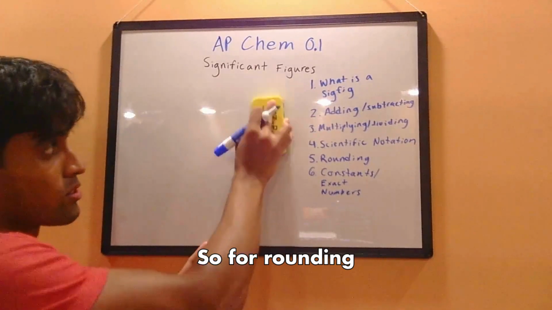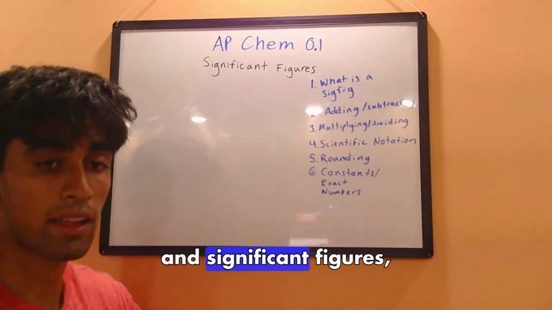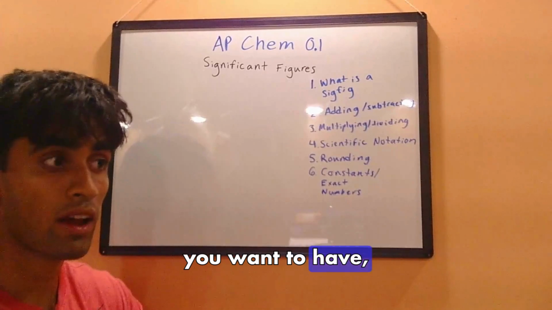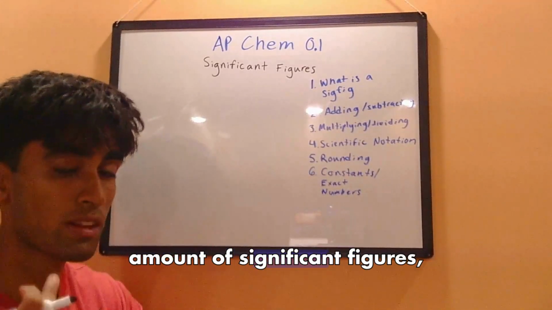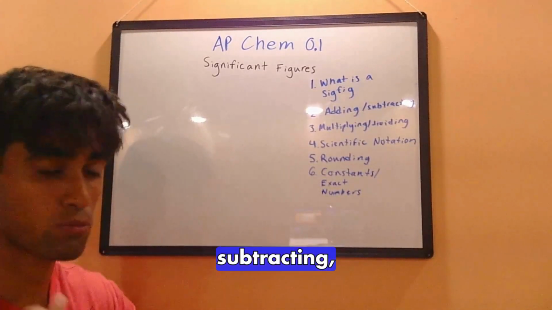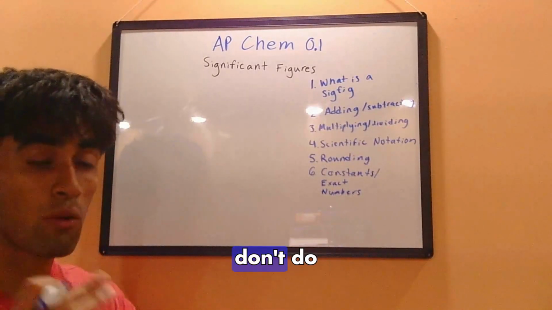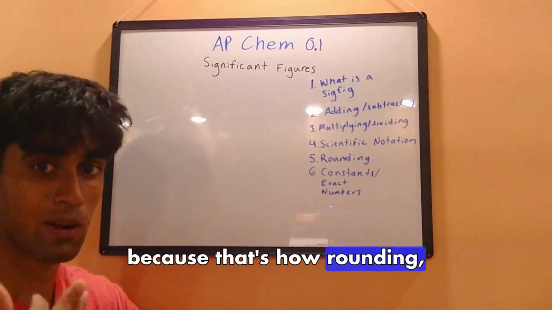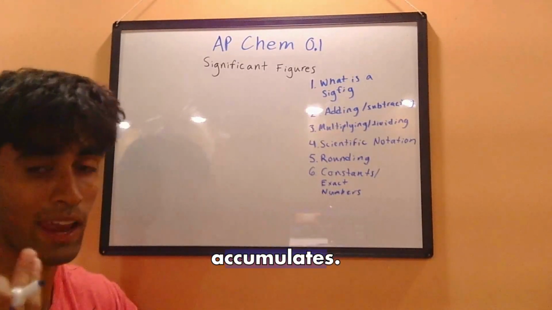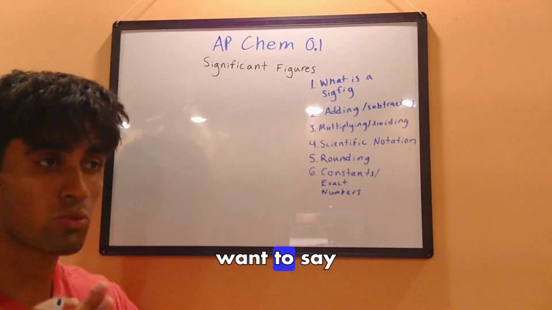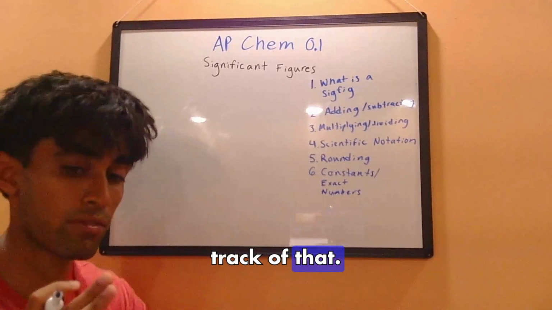Next thing, for rounding and significant figures, you want to keep track of the least amount of significant figures, or for adding and subtracting, keep track of the least amount of decimal places. However, don't round in each step, because that's how rounding error accumulates. You just want to round at the last step, but keep track of that along the way.